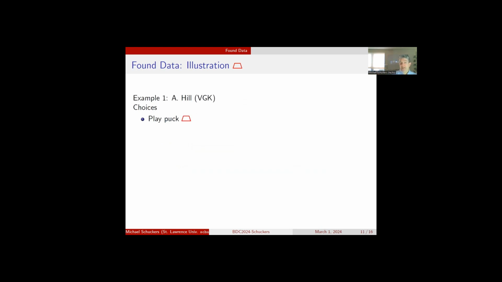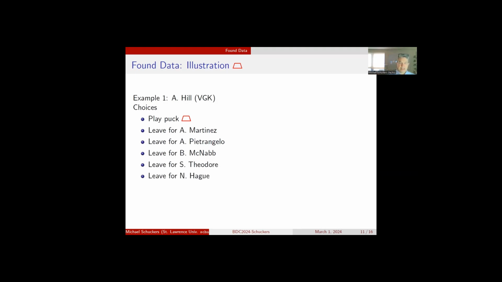All right, so here's my first example, right? We're going to take Adin Hill from Vegas, right? And the choices: I can play the puck in the trapezoid, or I can leave it, right? I can leave it for Martinez. I can leave it for Pietrangelo. I can leave it for McNabb, Shea Theodore, Nick Hague, right? Zach Whitecloud, right? So Adin Hill's got a bunch of choices there, right? And they might make different choices depending upon, right, who is the D that they're leaving the puck for. By the way, I'm pulling this here late February from dailyfaceoff.com in terms of the players that are healthy. Shea Theodore being on my fantasy team, I know that Theodore's healthy again. So back in the lineup there.